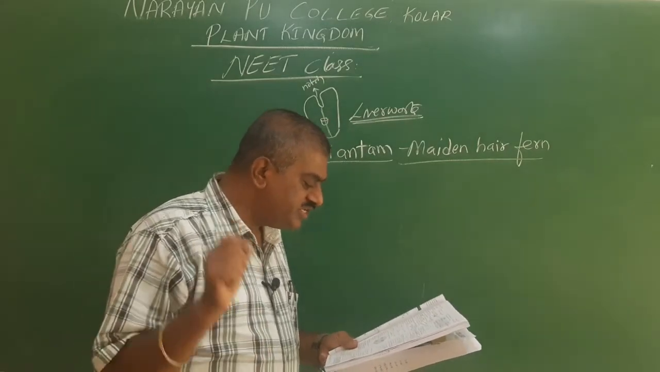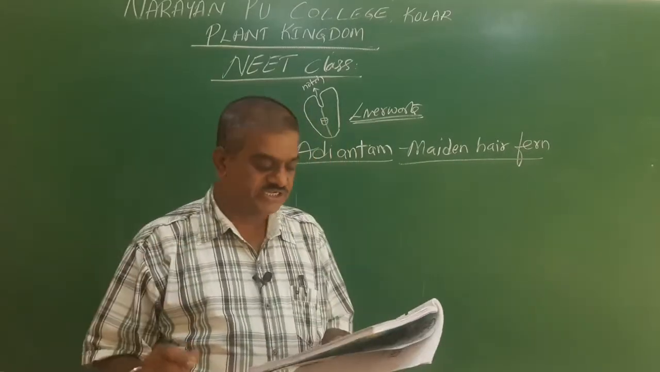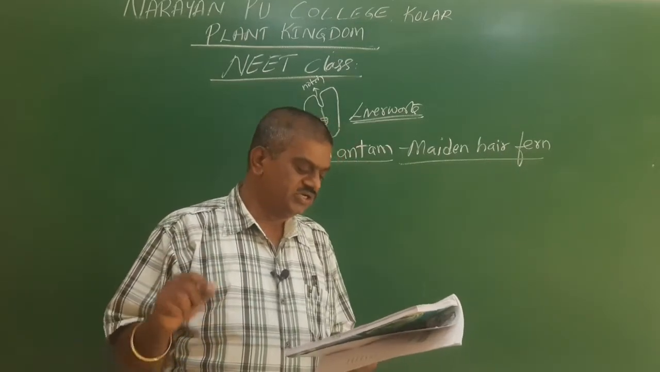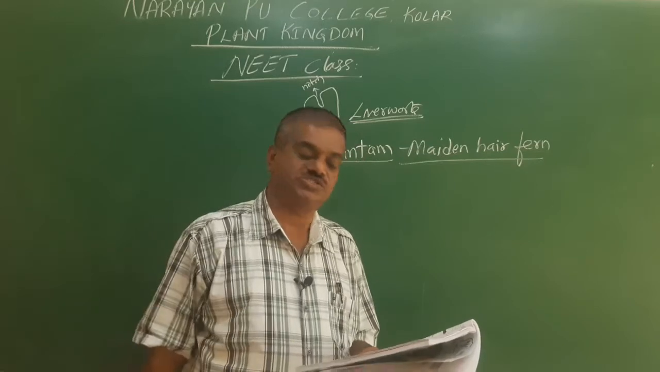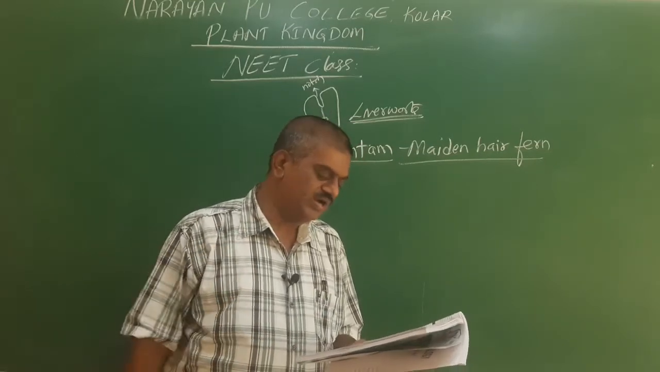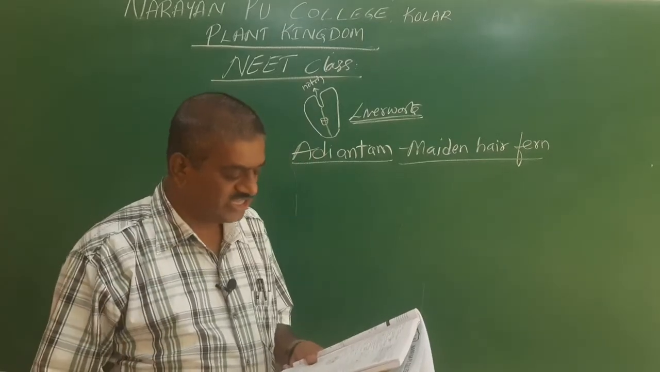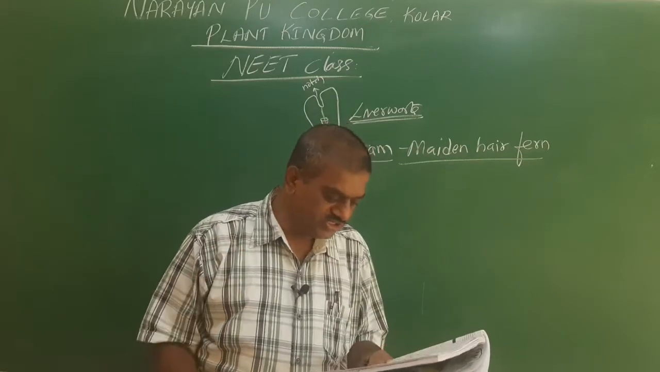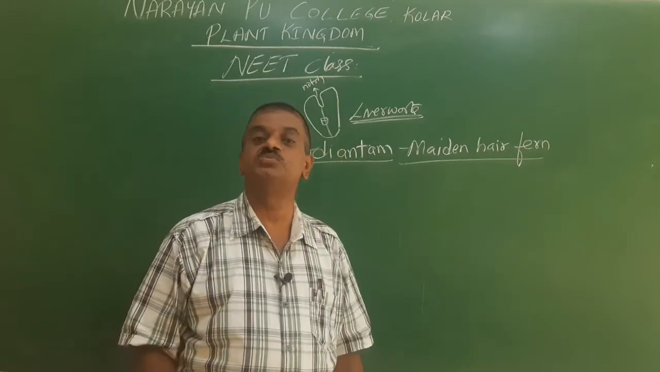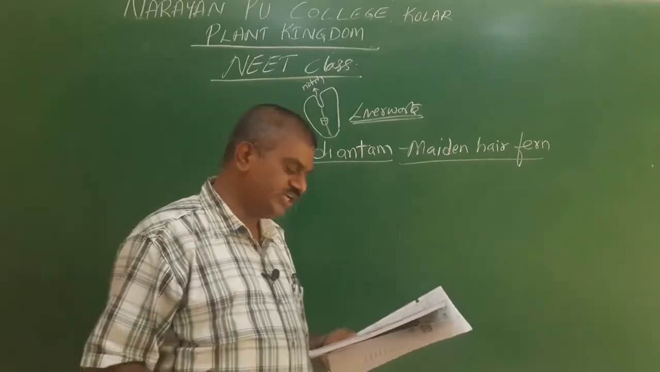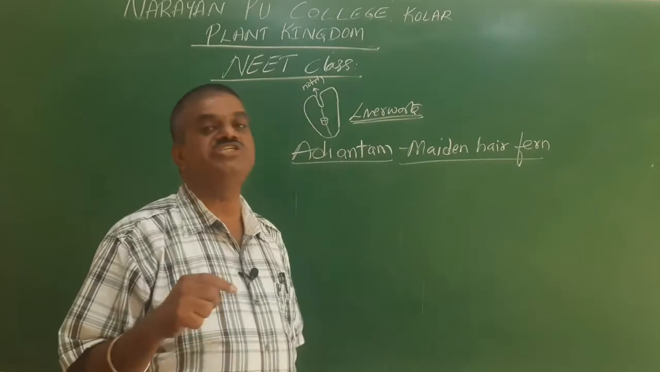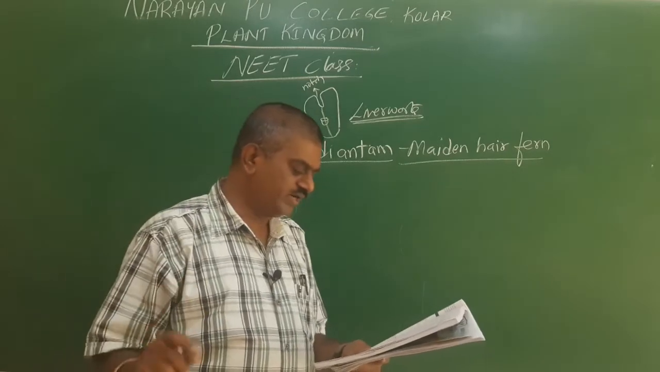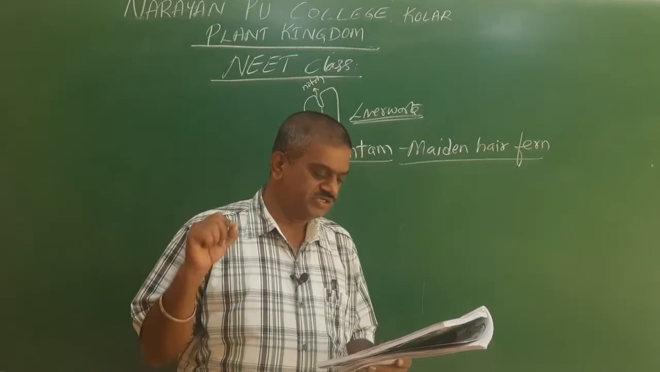The greatest extent of adaptation to various environments is found in: the first option gymnosperms, the second bryophytes, the third ferns, and the fourth angiosperms. We know that angiosperms is the right answer because as the environment keeps on changing, the plants coming under this group adapt to the environmental changes. So the right answer is angiosperms.